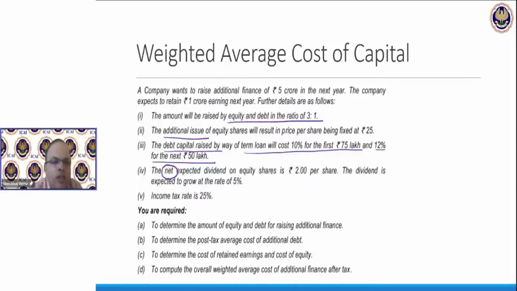Okay, that's the question. That's what I said. It's a net expected dividend, not the next expected dividend. So probably we are talking about growth rate to be applied on to, right? Okay, my first question is how much equity and how much debt? They gave you a ratio of 3:1. So how do we do? How much equity, how much debt?